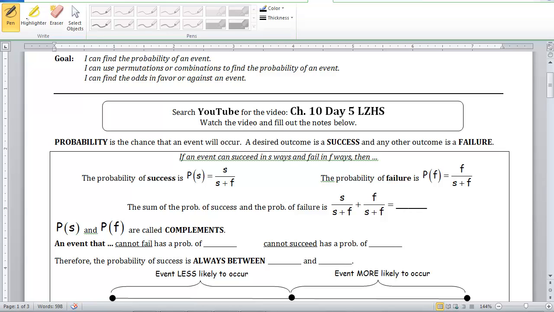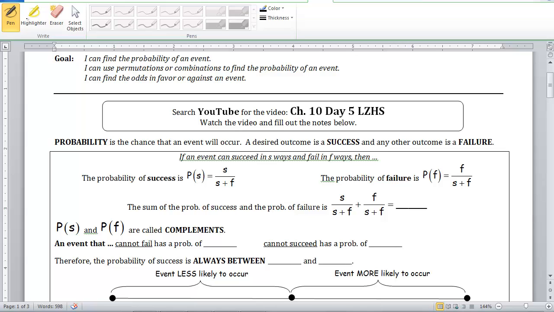In this video, you will learn how to find the probability of an event, how to use permutations or combinations to find the probability of an event, and how to find the odds in favor or against an event. Let's look at what probability is.